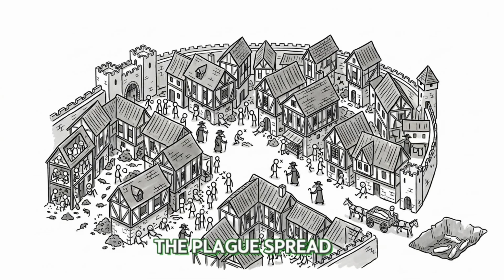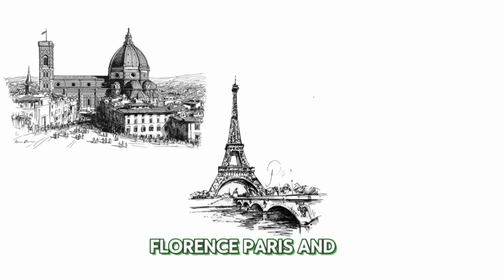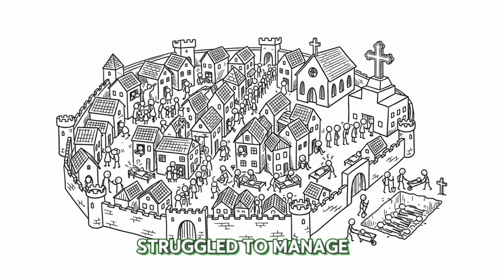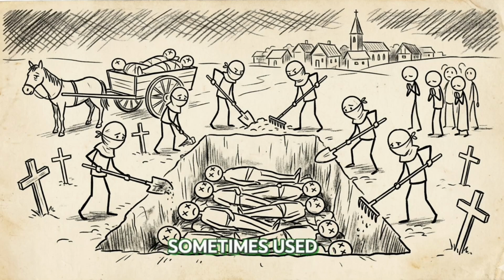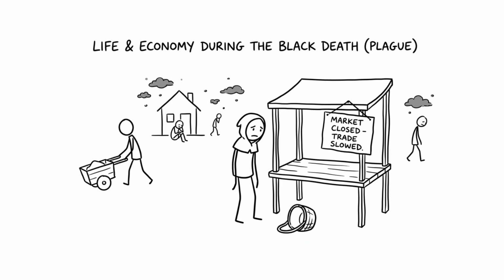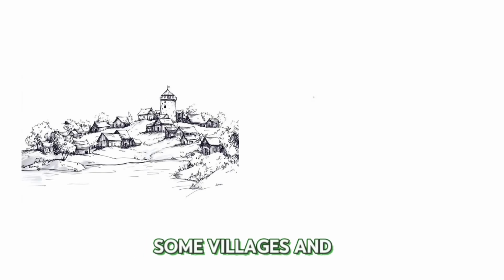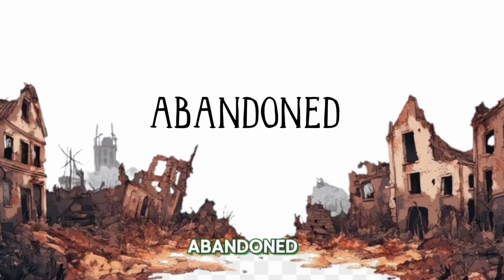The plague spread quickly through crowded urban areas. Cities such as Florence, Paris, and London were heavily affected. Hospitals and churches struggled to manage the number of sick individuals. Mass burials were sometimes used due to the high number of deaths. Trade and daily economic activity slowed significantly in many regions. Some villages and towns were completely abandoned.